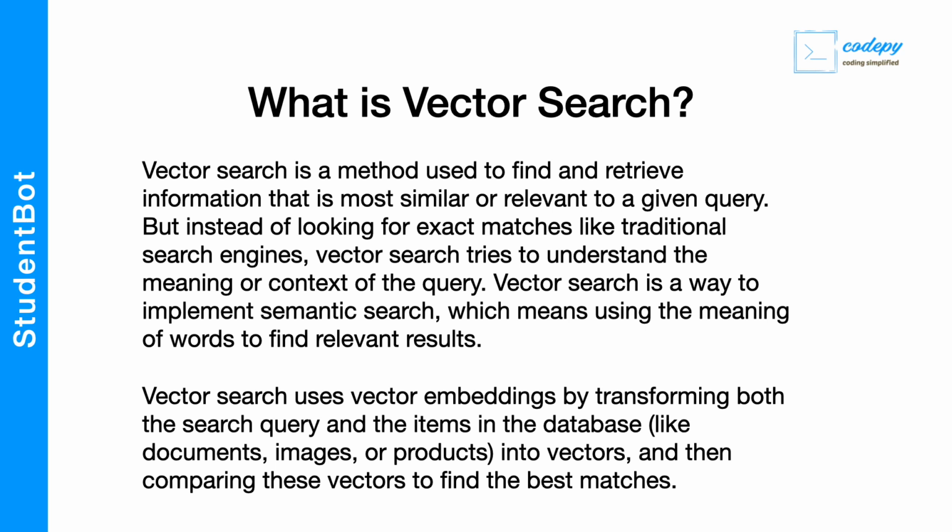Vector search is a way to implement semantic search, which means using the meaning of words to find relevant results. Vector search uses vector embeddings, transforming both the search query and the items in the database, like documents, images or products, into vectors and then comparing these vectors to find the best matches. So we will see how we use vector search when we store the chunks using vector embeddings.